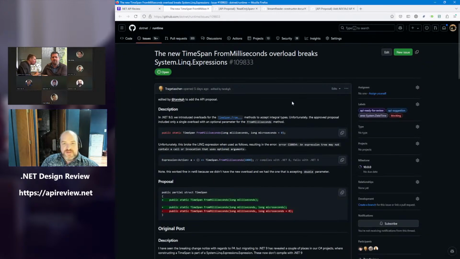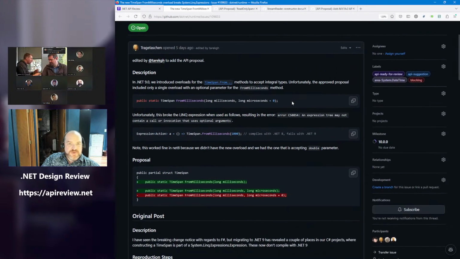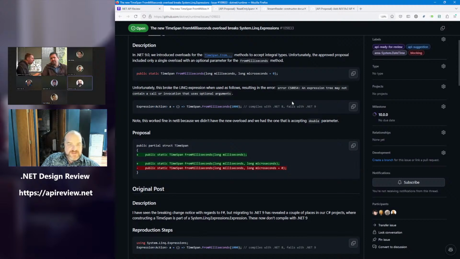First up, the new TimeSpan.FromMilliseconds overload breaks System.Linq.Expressions. 109833. Sounds like a bug report. How are we API reviewing it?